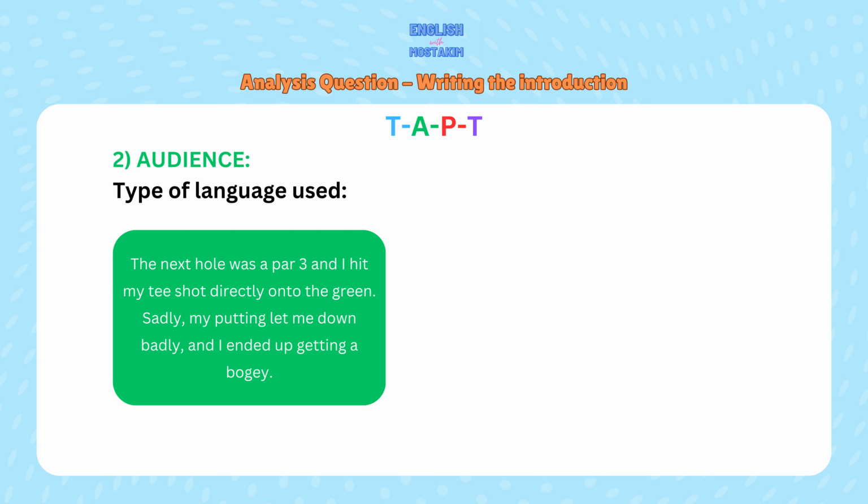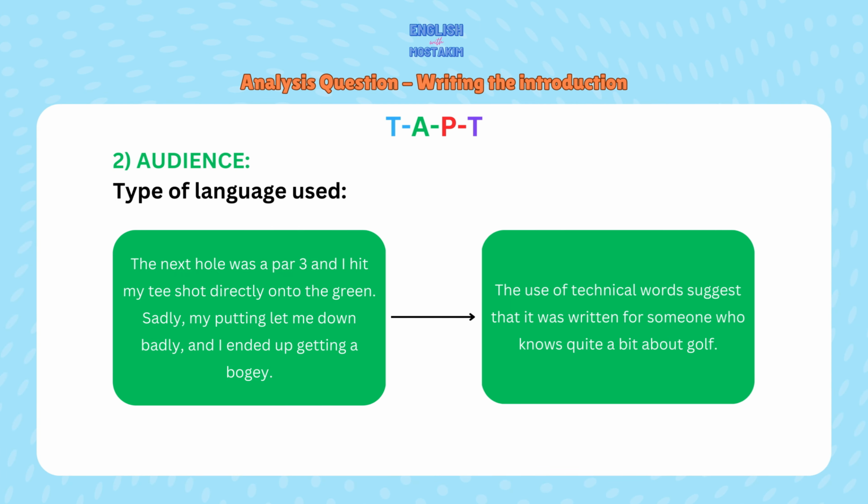So here there has been extensive usage of some technical words. All of these technical words suggest that it was written for someone who is a professional or who knows a lot about the game of golf. So we can deduce that the audience of this text was someone who knows quite a bit about golf, because someone who does not know a lot about golf won't understand much from this text.